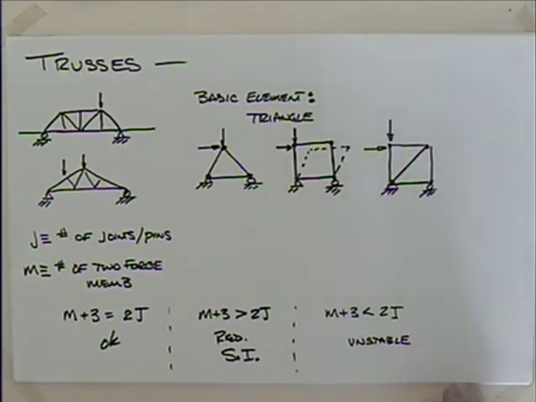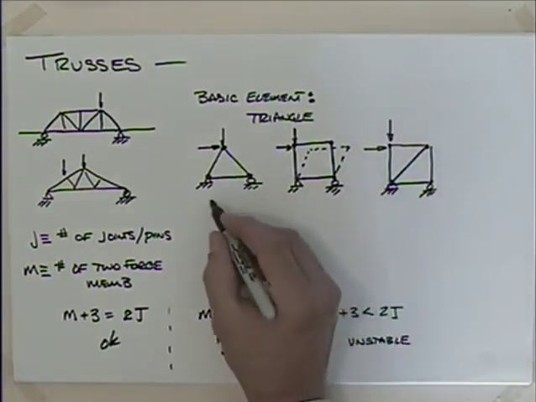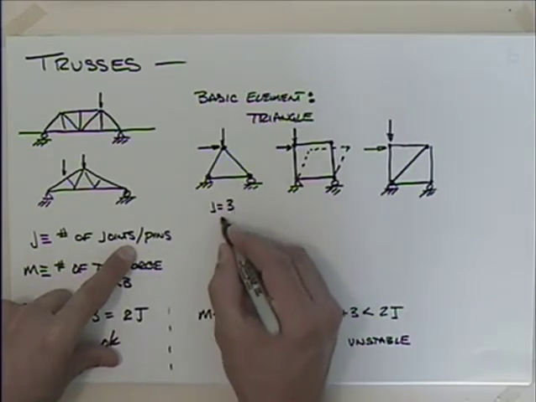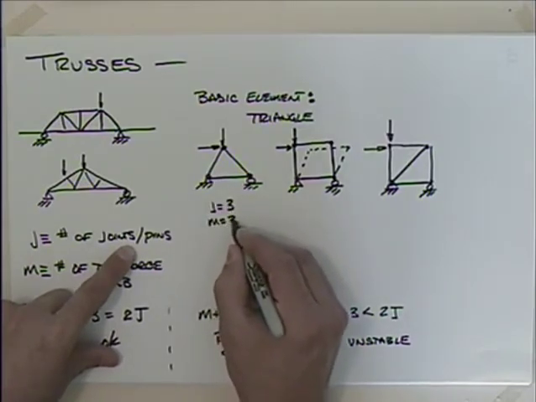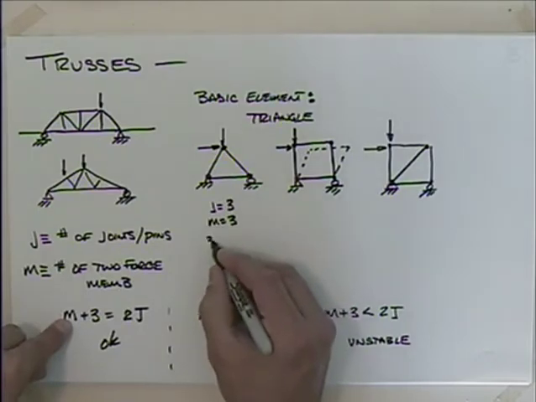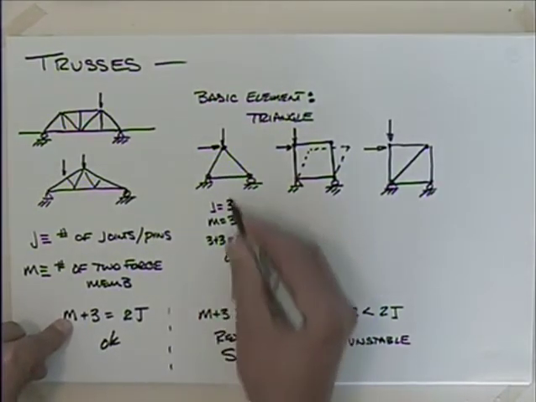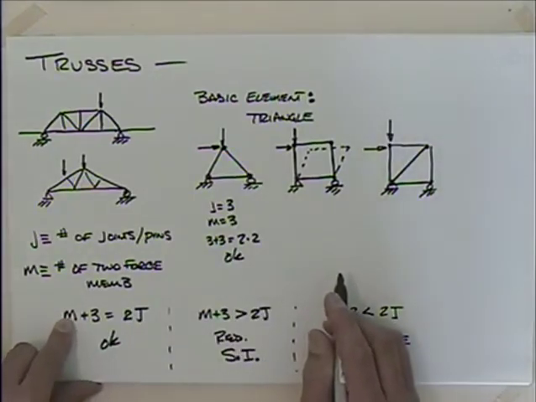Okay. So let's look at this one. We would have what? The number of joints, j, is equal to 3. The number of members, m, is equal to 3. And I get 3 plus 3 is indeed equal to 2 times 3. So as we thought, we can analyze that one and it's okay.